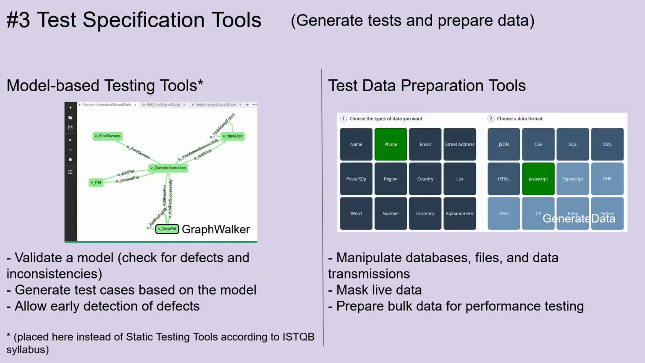Test specification tools regarding the test design and implementation generate tests and prepare data. Model-based testing tools validate a model, check defects and inconsistencies, generate test cases based on the model, and allow early detection of defects. An example modeling tool is GraphWalker.